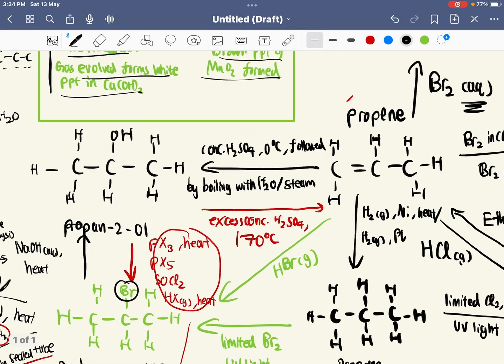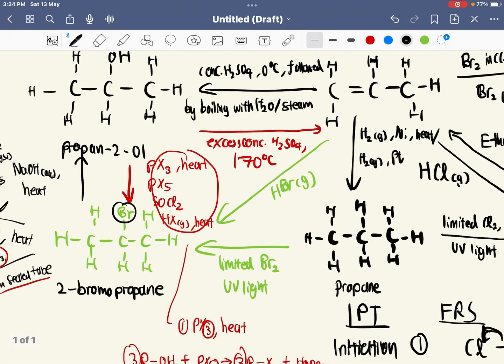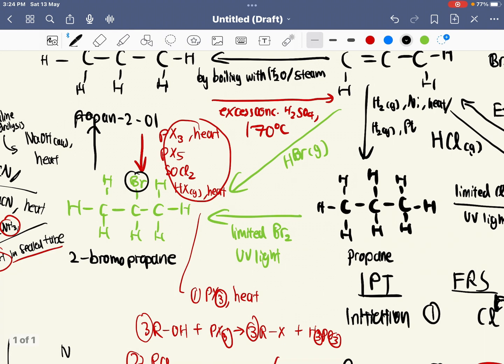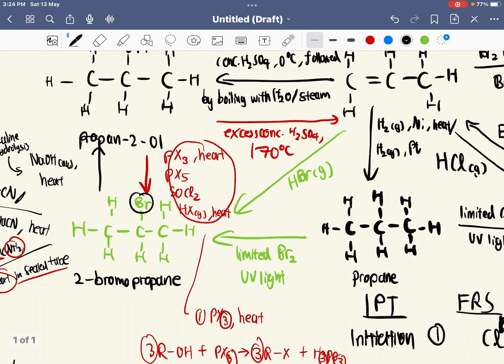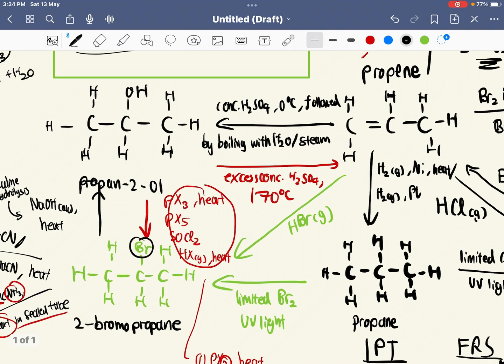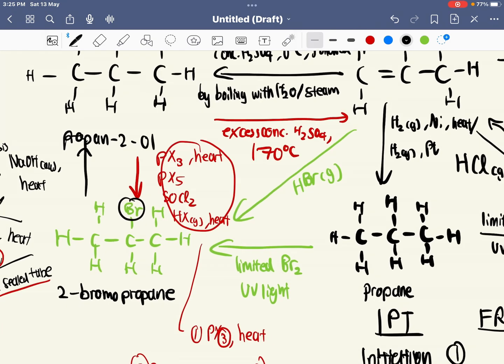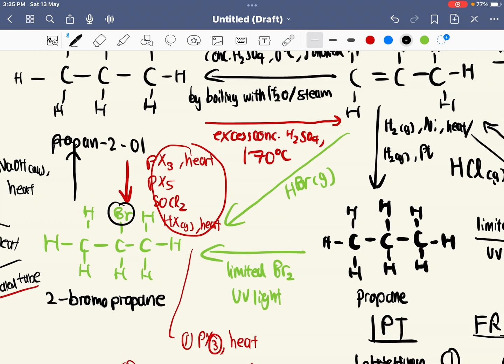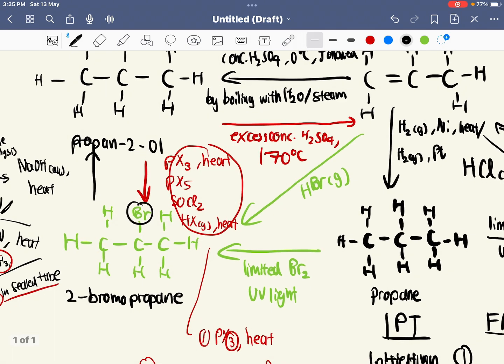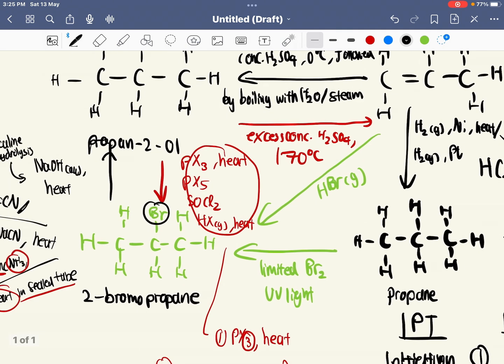So the next part we're going to move on to is RX and alcohol. Over here, we can see that I've decided to form 2-bromopropane, as a follow-up from propan-2-ol. I can put in HBr gas with an alkene to form this 2-bromopropane, or I can use limited Br2 with UV light, going from an alkane to an RX.